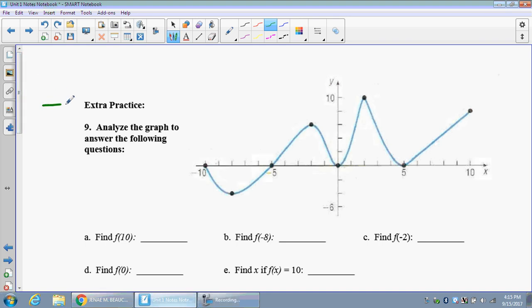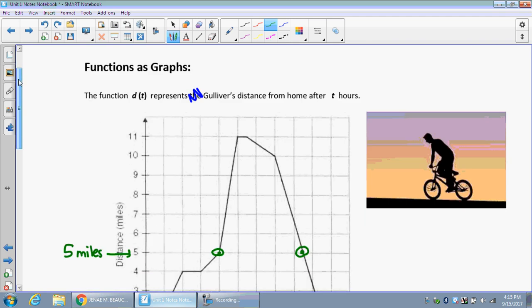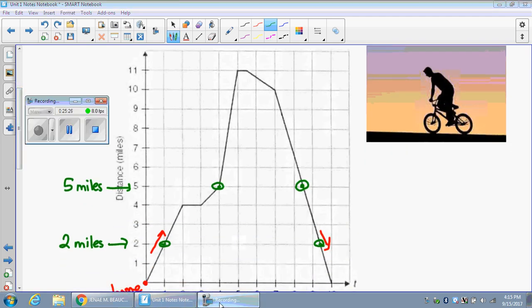This is extra practice, which will be part of our in-class debrief. If you would like to get a jump on giving it a try, you are more than welcome. But that wraps up our flipped notes. Let's see where we are at. 25 minutes, that's perfect. Fantastic.